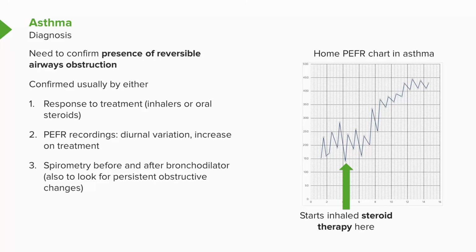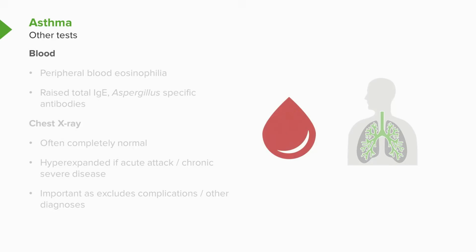And I showed a spirograph earlier with FEV1, which improves substantially after a bronchodilator, showing significant reversible disease, and therefore the patient has asthma. Other tests, well, blood tests may show a degree of blood circulating eosinophilia, and the patient often has a raised total IgE and can be allergic to aspergillus, especially if they have allergic bronchopulmonary aspergillosis, which is a complication of asthma, which I'll discuss in a subsequent lecture.